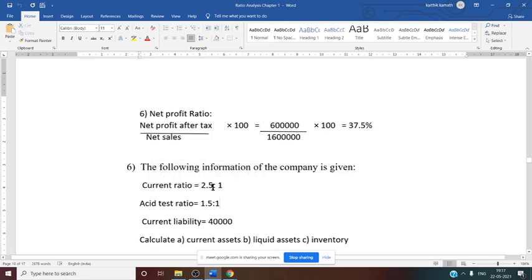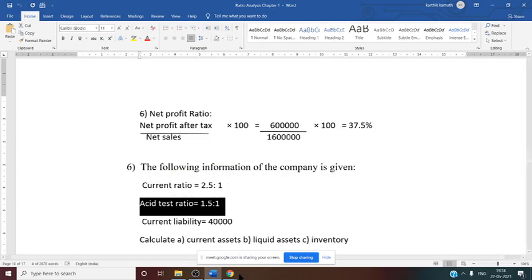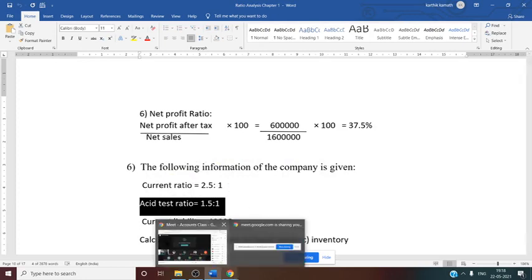Just substitute the information given in the question into the formula. Numerator current asset, that is 2.5, then current liability, that is 1. 2.5 divided by 1, you will get 2.5 itself. So current ratio is 2.5. Then for the acid test ratio you need to do the same thing.